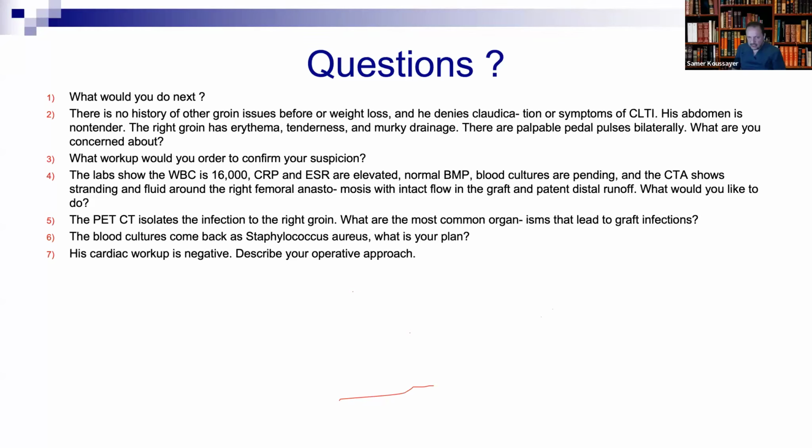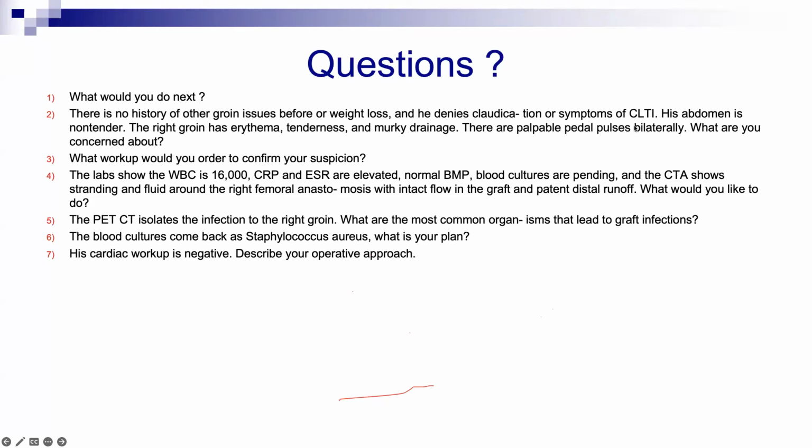Then you go retroperitoneal. Just some people talking. Maybe with everyone. Okay. So you do extranatomical, but you do it because the graft is not infected, only the groin.